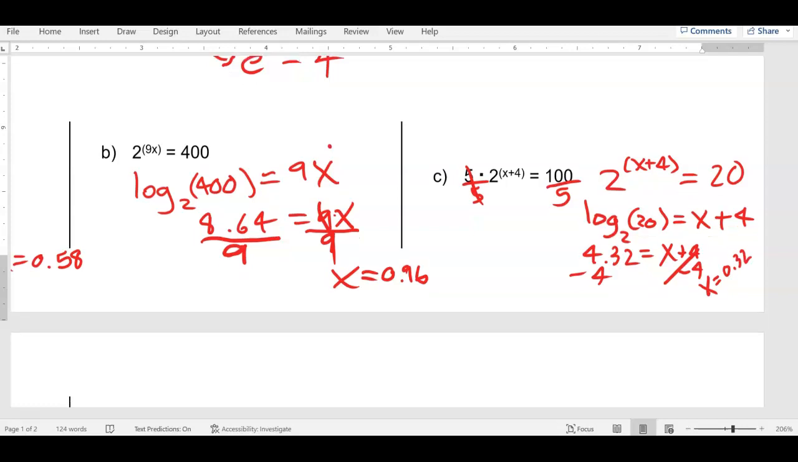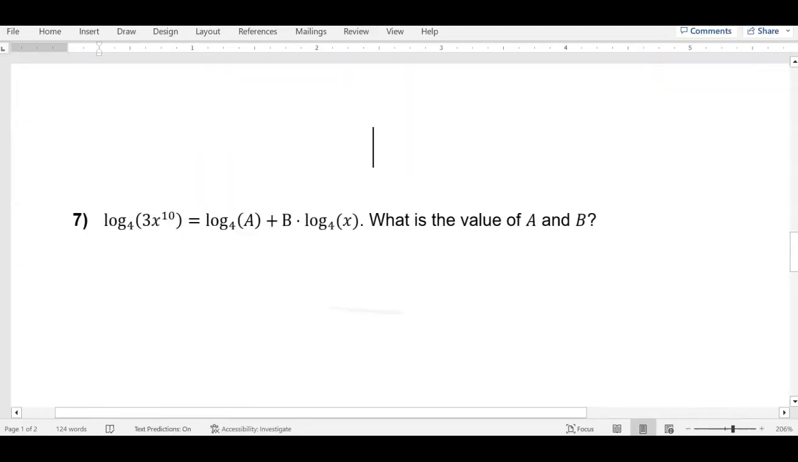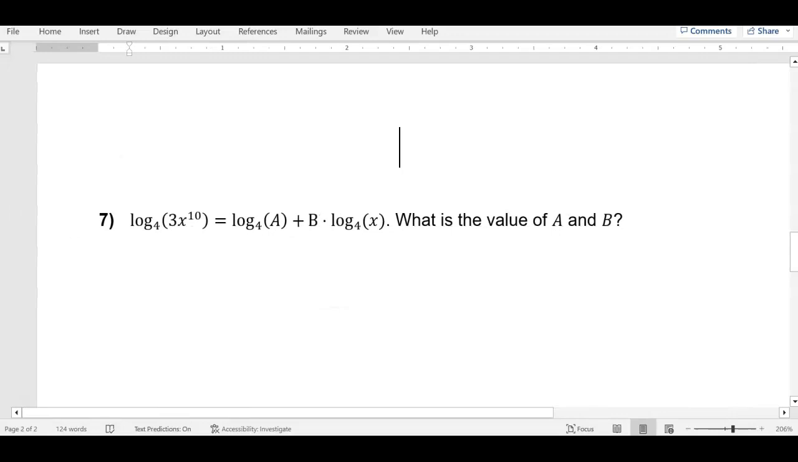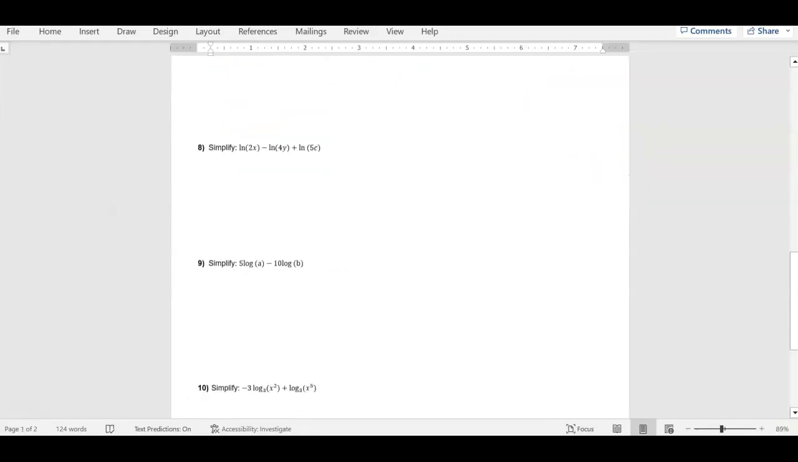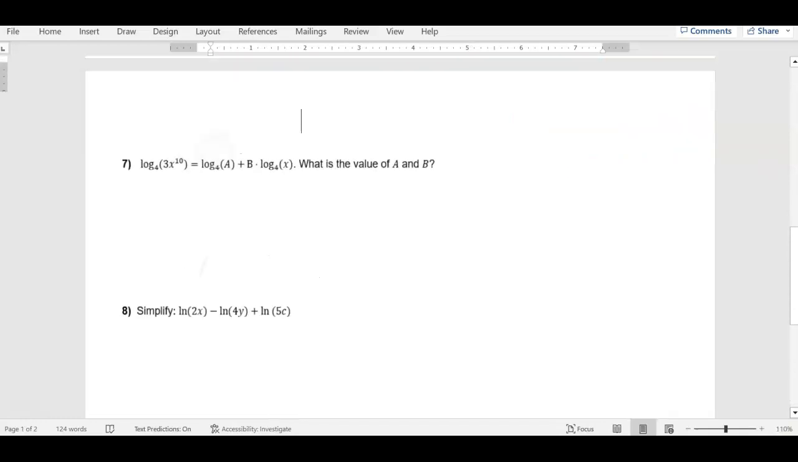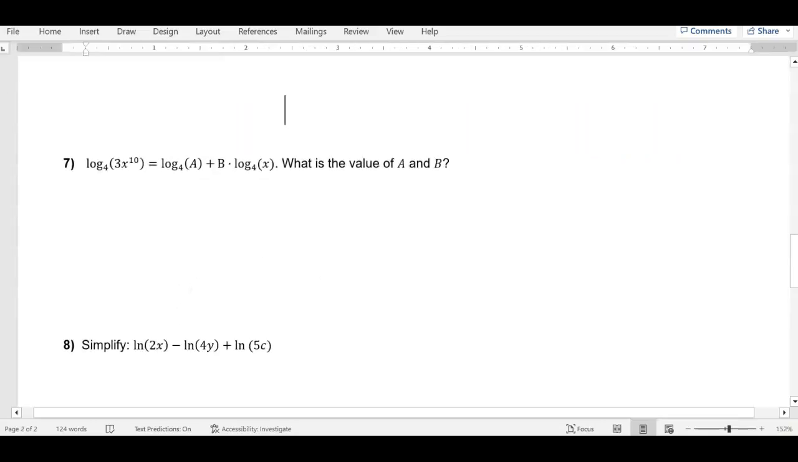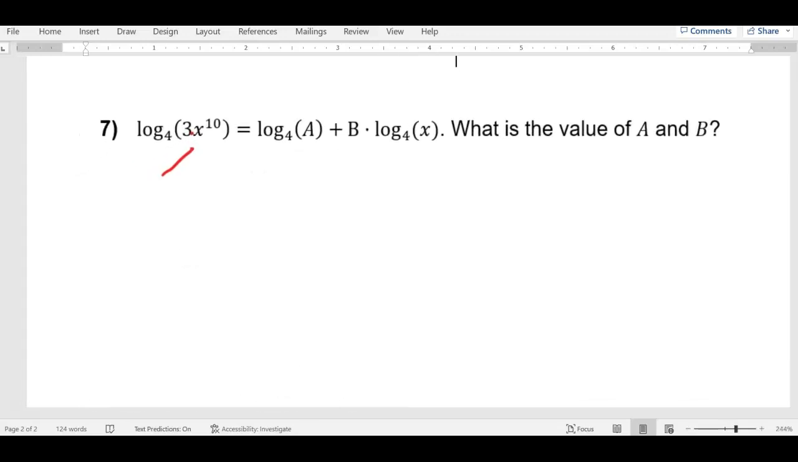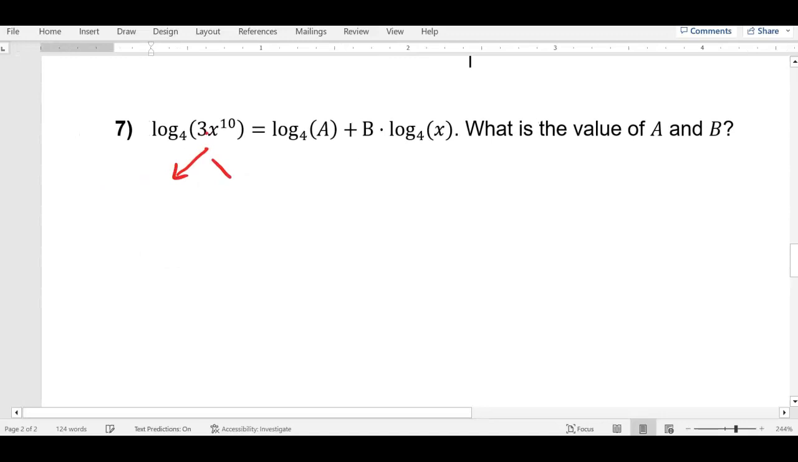All right. Let's do this. All right, so number 7. So we want to break this up. Okay, so if they're being multiplied, we can split this into 2 logs. So remember, when you split it, when they're being multiplied, you turn it into 2 logs that are being added.